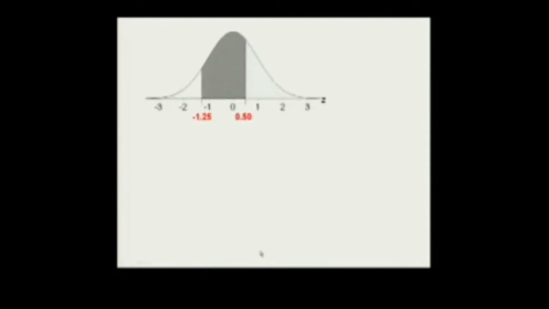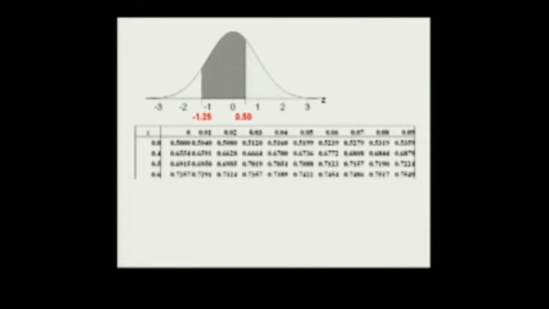We go to the normal table, and at 0.5 we can find the area to the left, the entire area from minus infinity to z equal 0.5, which is 0.6915. This is the entire area.